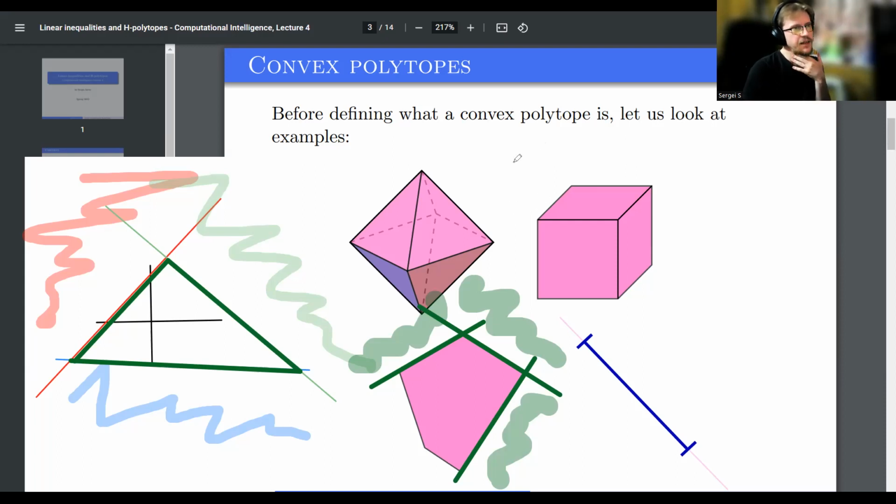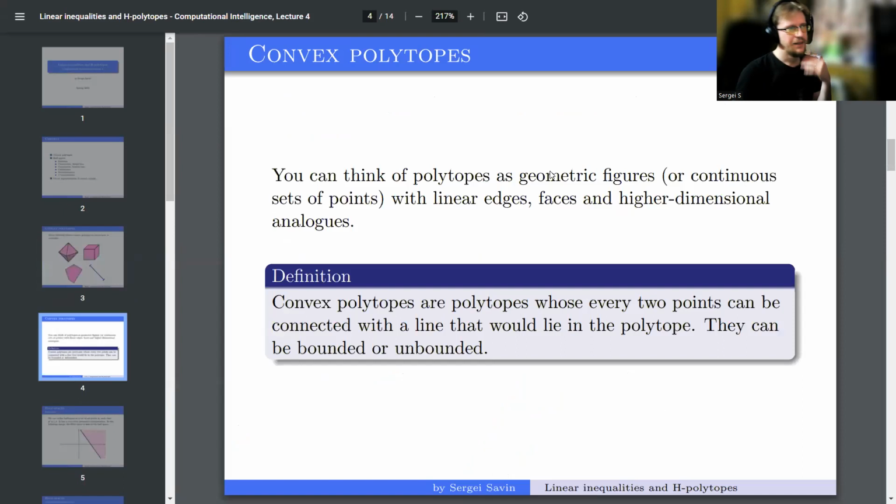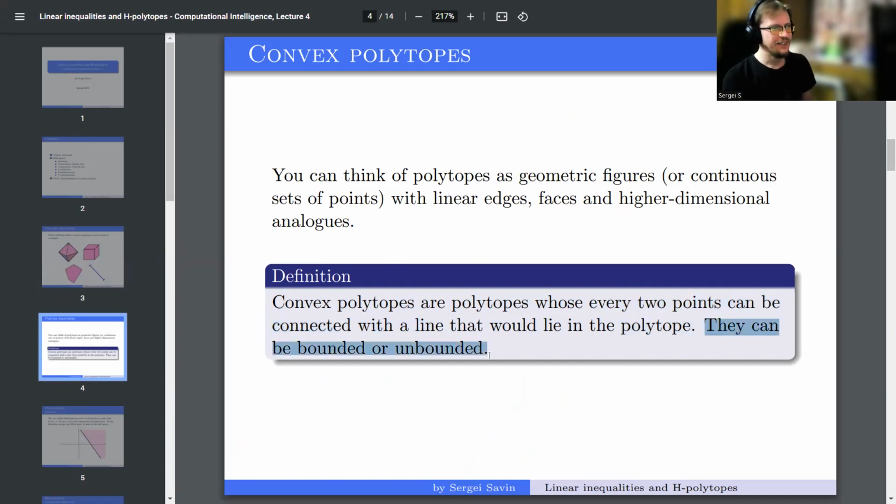Okay. Now let's see details. So convex polytopes are convex. Every 2 points can be connected with a line, right? By definition of convexity. They can be bounded or unbounded. That is an interesting idea.